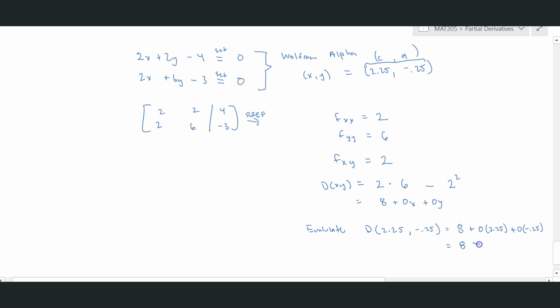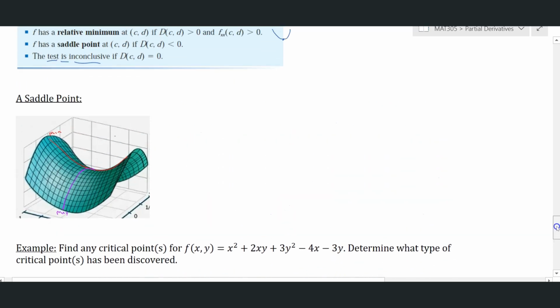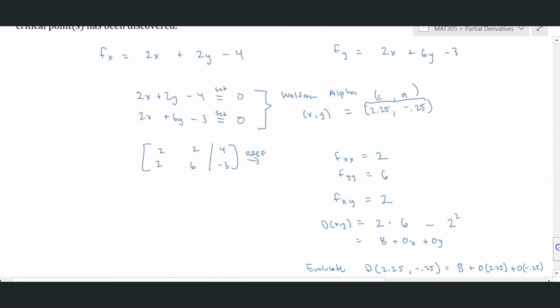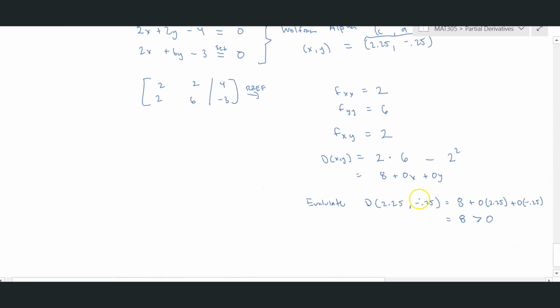Now that is bigger than 0, right? Let's see what we do when the D value is bigger than 0. If the D value is bigger than 0, then you have to look at fxx. If fxx at that point is less than 0, you have a relative max. If fxx is bigger than 0, you have a relative min. So let's check this out.